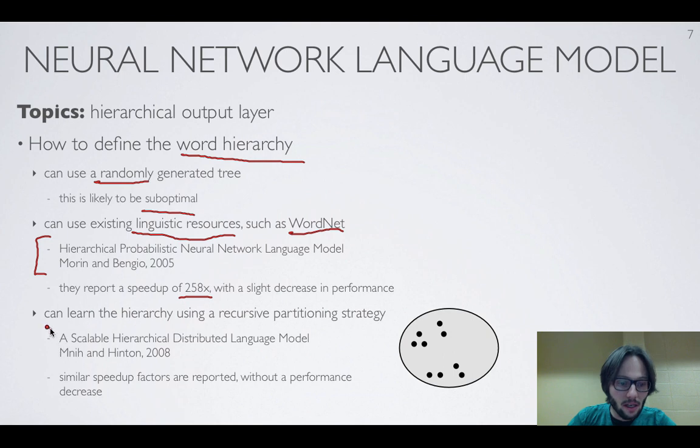And then finally, more recently, in this paper by Mnih and Hinton, a machine learning approach for trying to derive what this word hierarchy should be was proposed. It was based on a recursive partitioning strategy. The way they would actually learn the tree is that they would first learn a regular model. If you trained it with a softmax layer, that would be slow, so perhaps you could use instead a random tree and train a first model. That model will have learned some word representations, and then we'll use these word representations in order to infer what the tree should be.